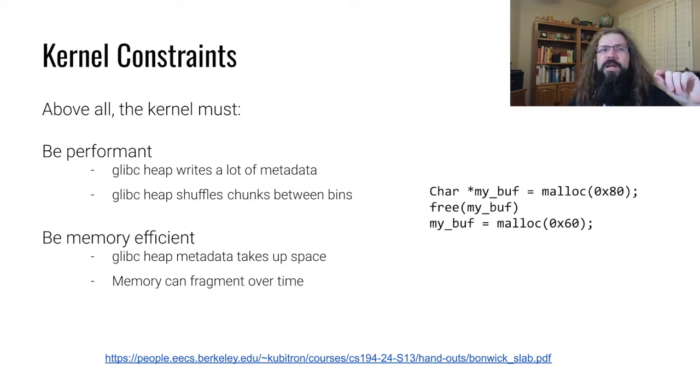Well, there's a reasonable chance that the second malloc of hex 60 bytes will be satisfied by the free chunk that we just freed in the line above. By doing so, we take the larger chunk and break it into two pieces, and we return the allocation of hex 60, and we'll end up with an unused chunk of size hex 20.